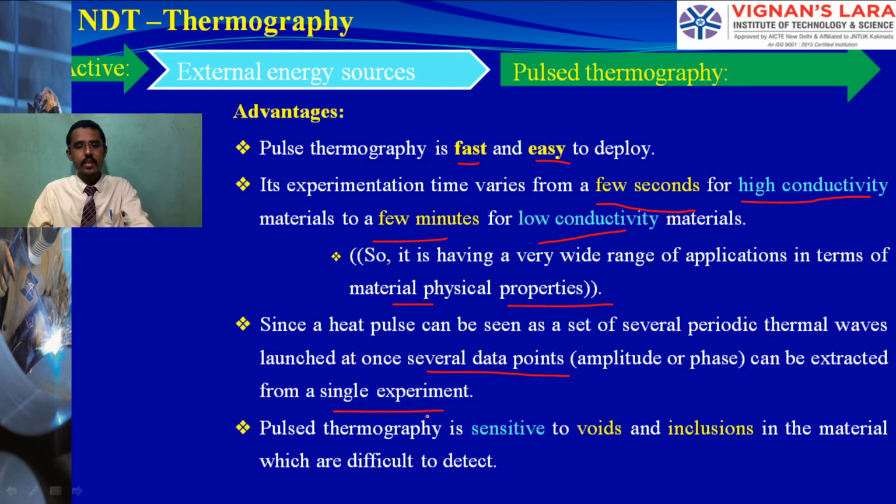Next point. Pulse thermography is very sensitive to voids, inclusions or cracks in the material. It is able to detect multiple discontinuities on weld joints. We have seen earlier the types of welding defects, or maybe types of casting defects. On those, voids and inclusions are there, and our NDT is mostly useful for this type of industrial experiments, where voids and inclusions are easily identifiable.